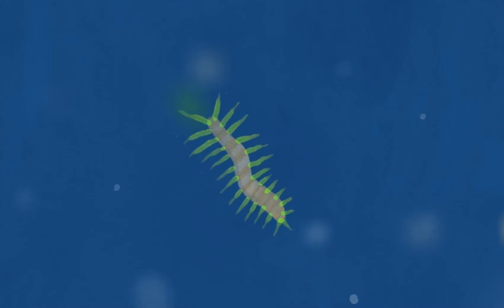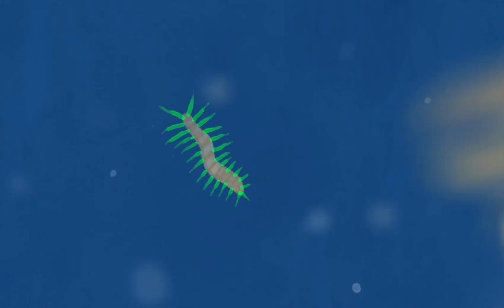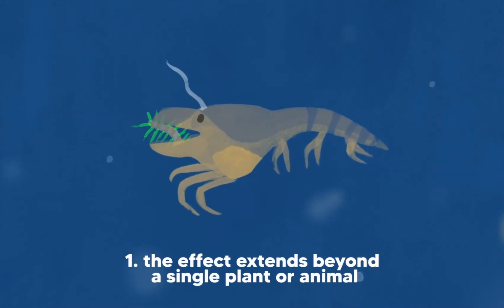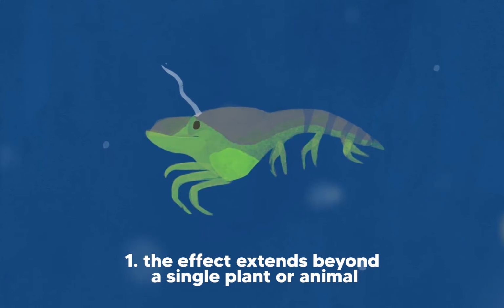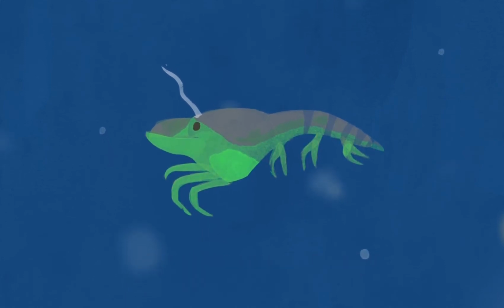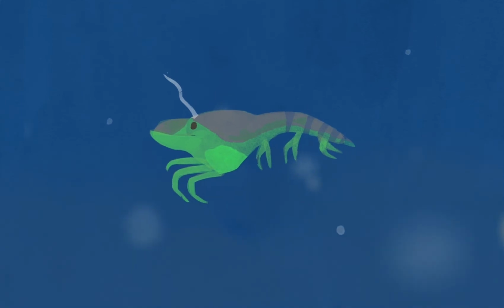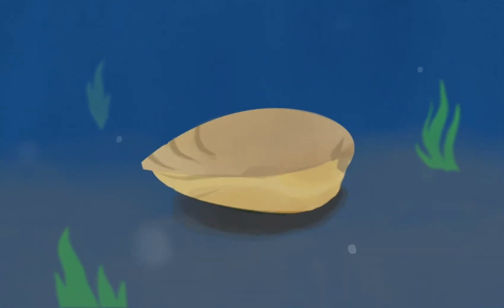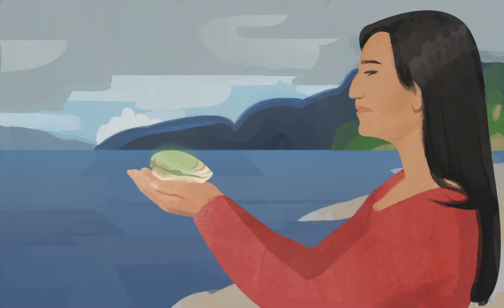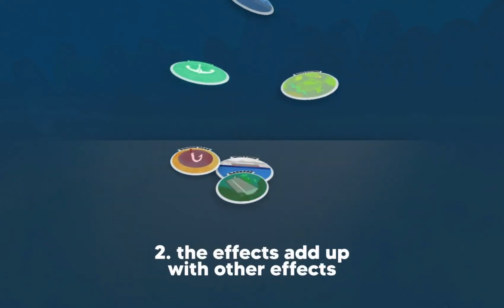Effects add up in three ways. The effect extends beyond a single plant or animal. For example, microscopic plankton can produce toxins. The toxic plankton is eaten by bigger plankton and can be eaten by clams. The clams can then be toxic to animals that eat them, including humans. The effects add up with other effects.